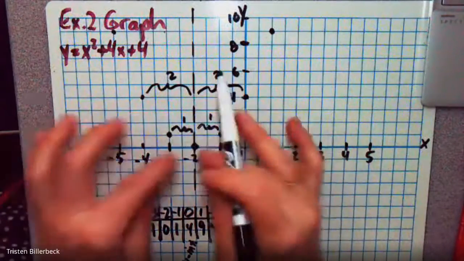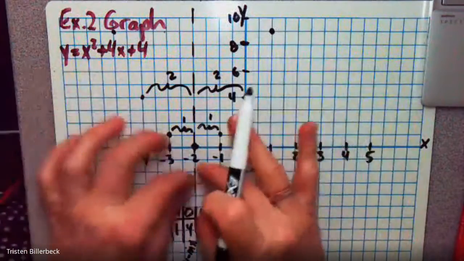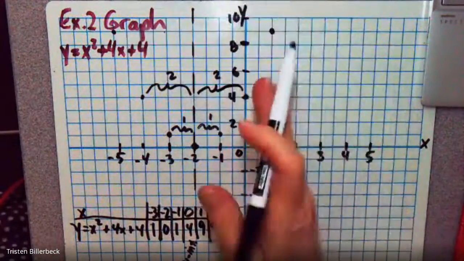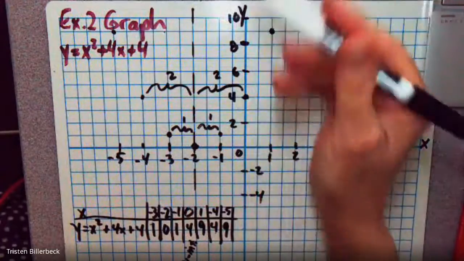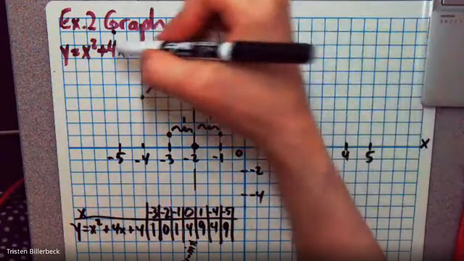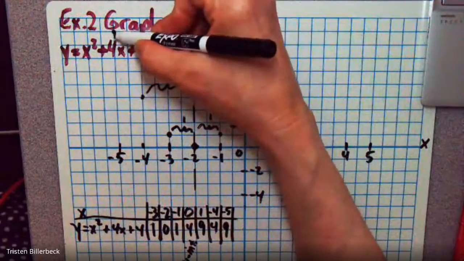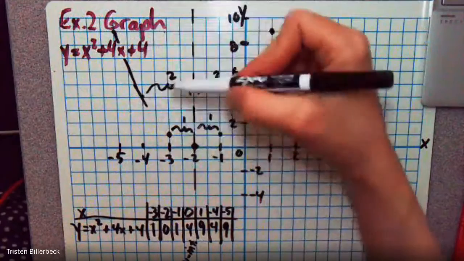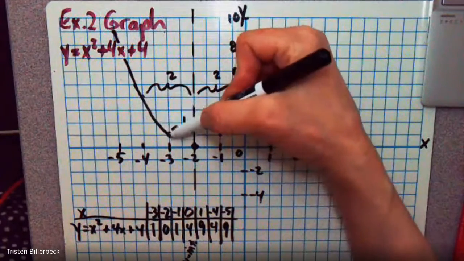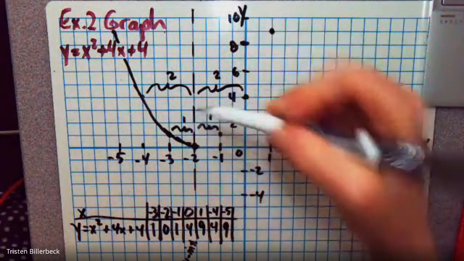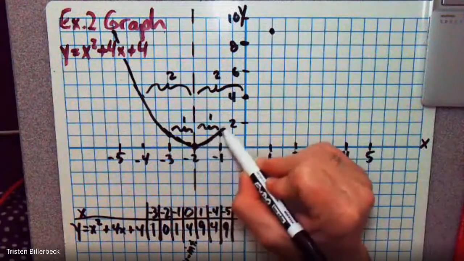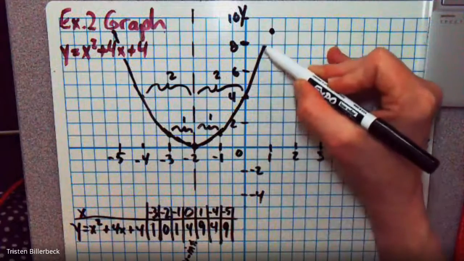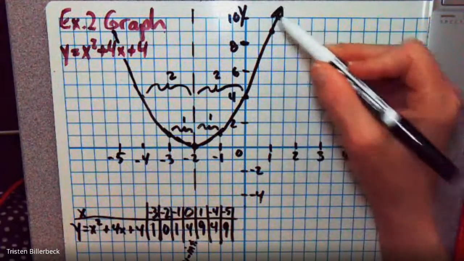Okay, again, most of the interest is around this vertex. So we don't care about what's going on way out here because it's increasing rapidly. We may care about that depending on what real life situation it is. But right now, when we're graphing, we just want to see where this vertex is and then graph like that.